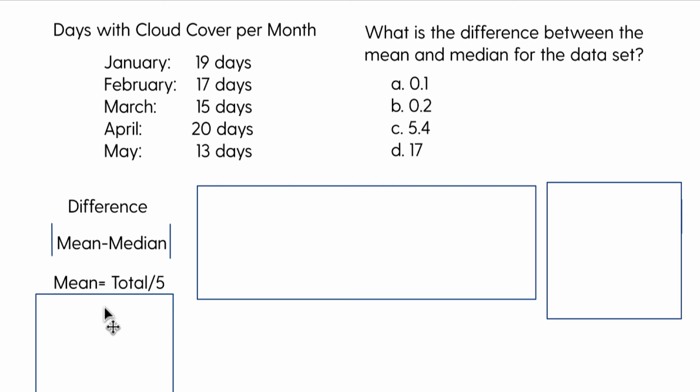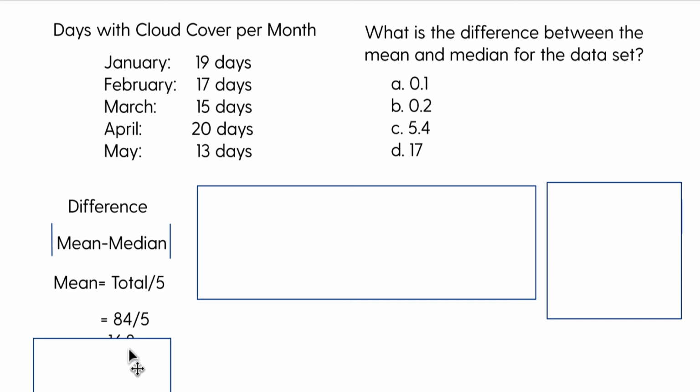So to find the mean, we ultimately are going to total up all of those, 19, 17, 15, 20, and 13, and we will divide by 5. So when we do that, when we add all those up, all these numbers here, 19 plus 17 plus 15 plus 20 plus 13, we get 84.